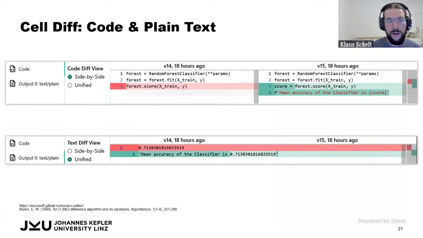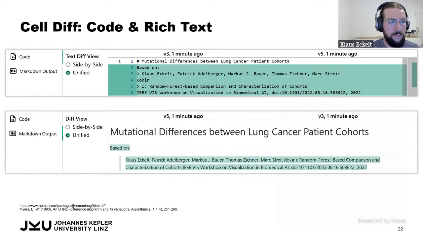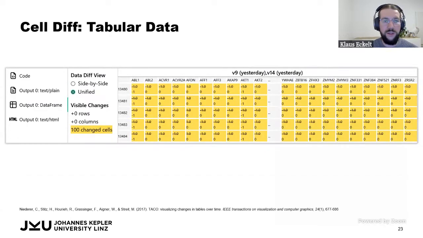For code and plain text, we use Myers' diff algorithm, an algorithm that is very often used to compare text, and is also used in VS Code and in Git, for example, to compare code. So we use the same in Loops. It is also applied for Markdown and rich text generated by Markdown. And for tabular data, we use an approach that is similar to Tacu, proposed by Christina Niederer et al.